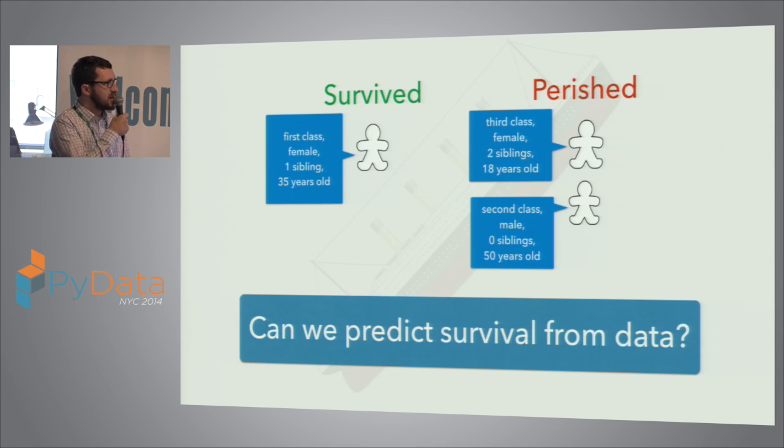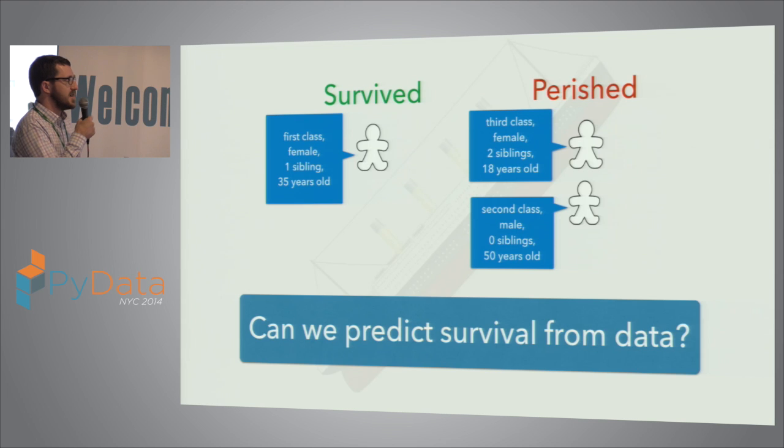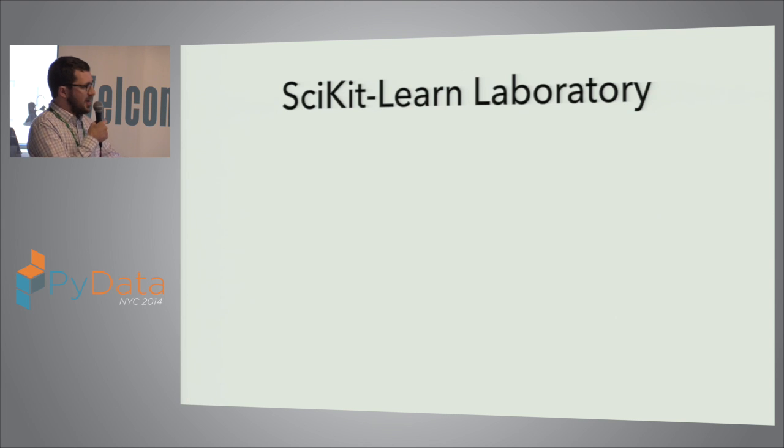The data set we're using here is from the Kaggle Titanic Machine Learning from Disaster data set. We've got 891 training examples and 418 test examples, in case people are keeping track.